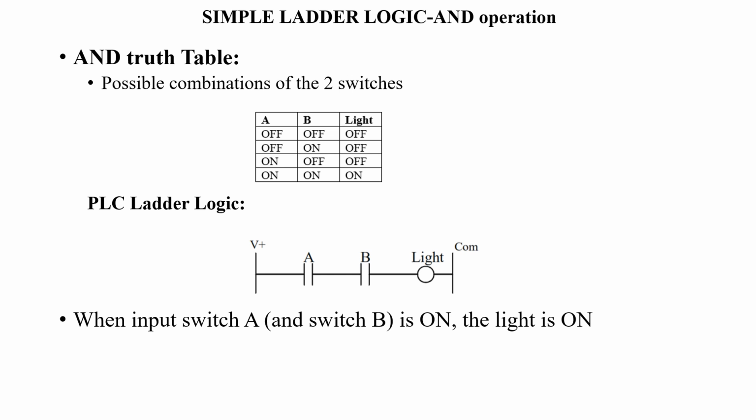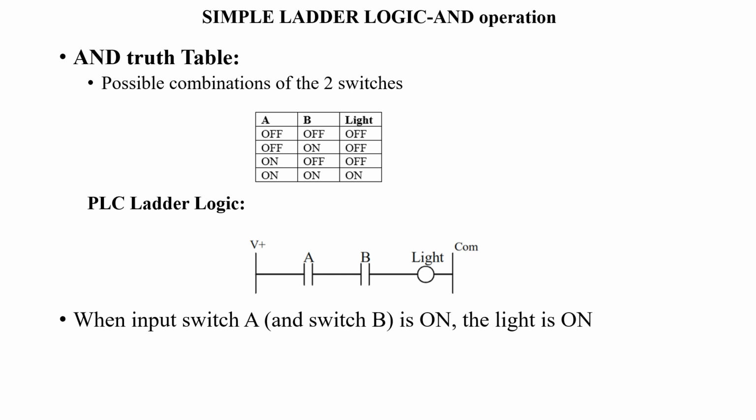Let us see the truth table behind the operation. Similar to the OR, we have two inputs and one output. Let us define the inputs as A and B and the output as light. Only when both inputs are 1 is the output high, and for the other conditions it is off. The PLC ladder logic program is represented with input A and input B connected in series, and a light. When input A and switch B are on, then the light will be on.